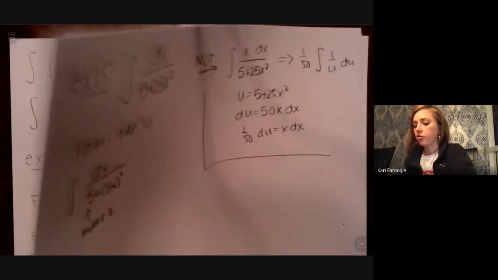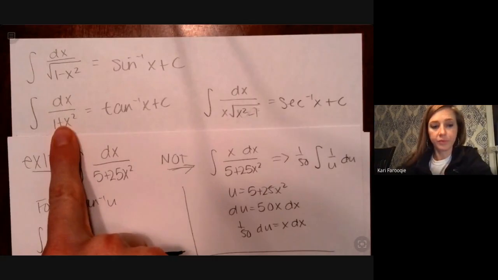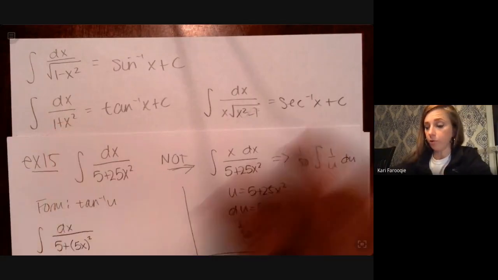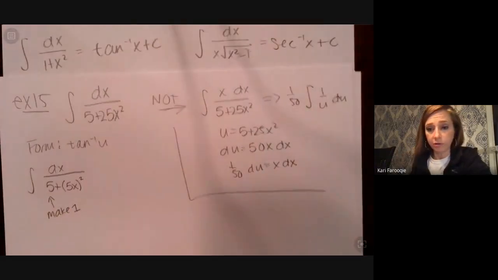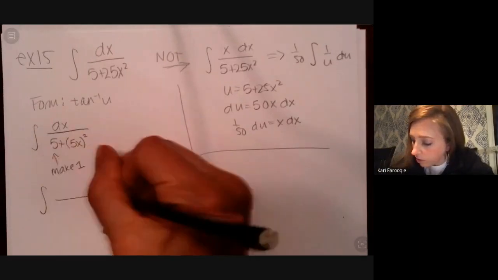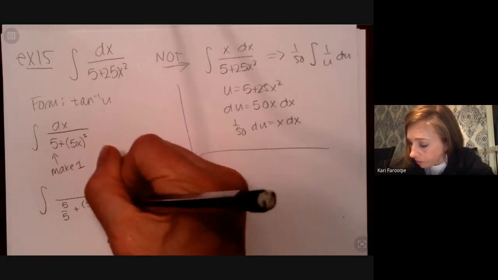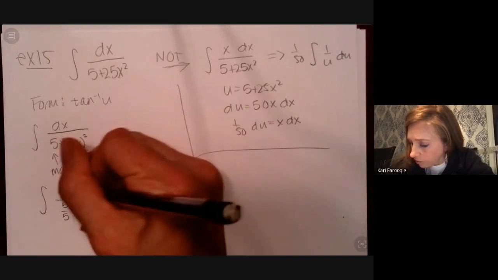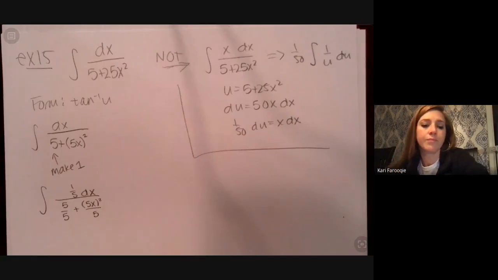So the form I'm trying to match is this one. I just want to be able to sub out the x for u. If I'm trying to make this a 1, I can just divide it by 5. But what I do to one term, I have to do to all the terms. So I can take 5 and divide it by 5. And then I can take 5x, the quantity, and divide it by 5. And then in the numerator, I can also divide by 5. And then we'll kind of simplify our way down here.